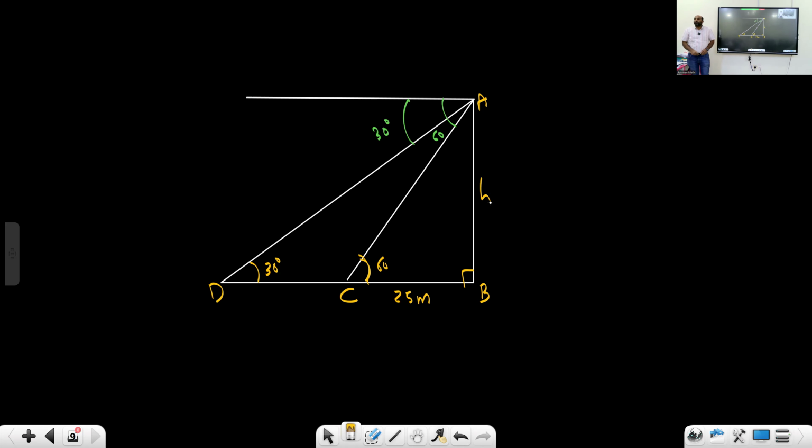Which trigonometry ratio do we have to take? Tan. In triangle ABC, tan 60 equal to.